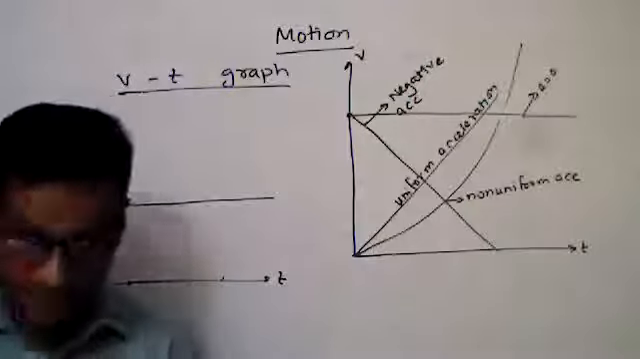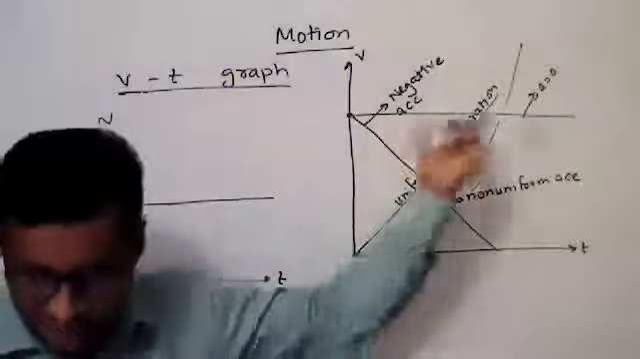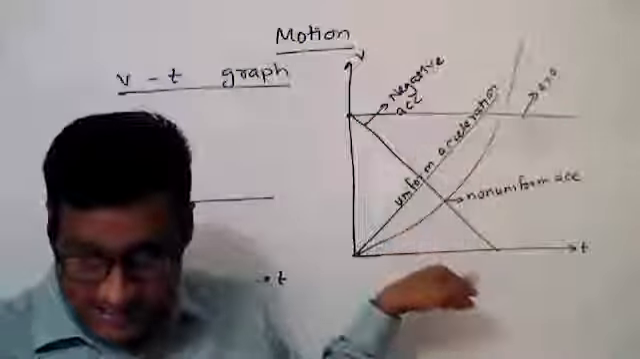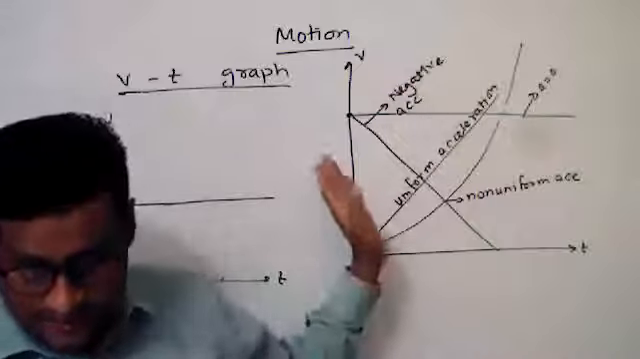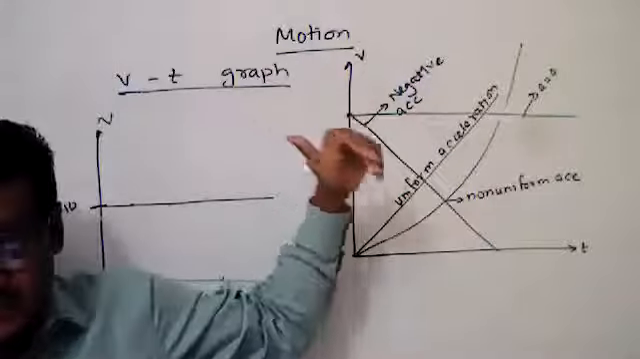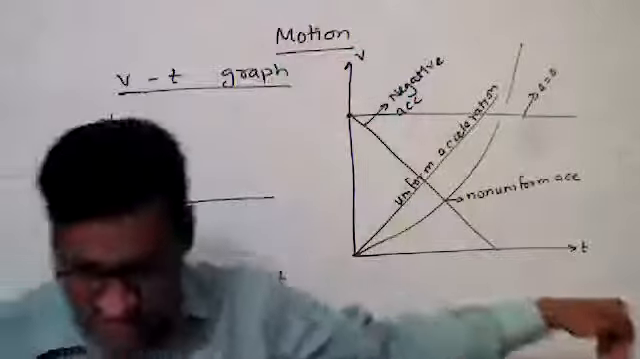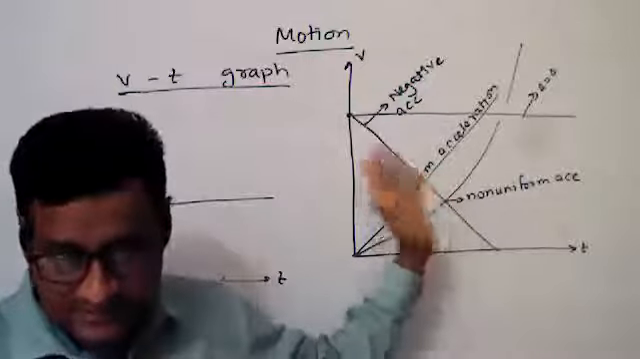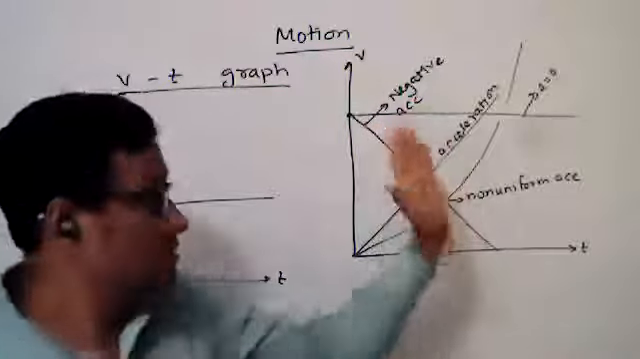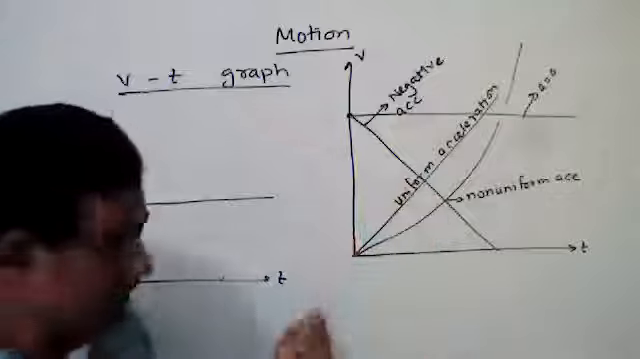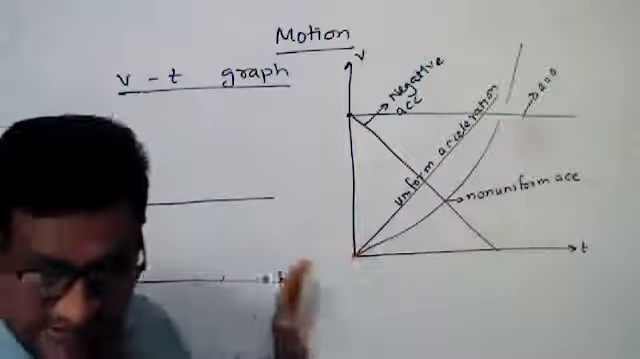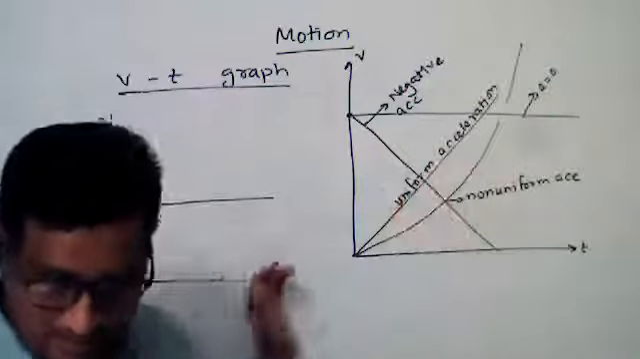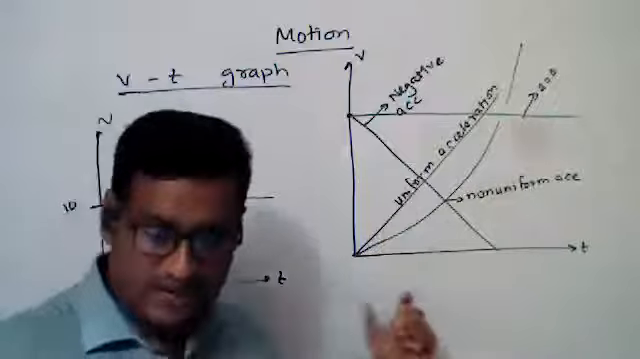So we can say when a body moves with zero acceleration, that is uniform velocity, the line will be a straight line parallel to the x-axis. When the velocity decreases with respect to time, it is a retardation. These types of lines denote negative acceleration, or retardation. If the body moves with uniform acceleration, it will be a straight line and velocity increases with respect to time. When the body moves with non-uniform acceleration, it will be a curved line.